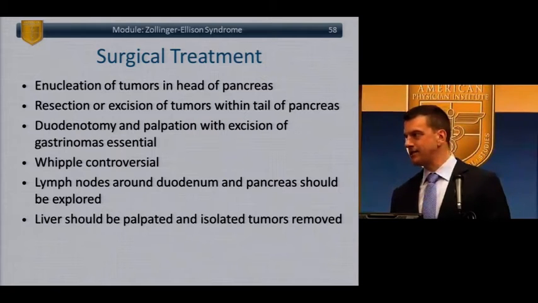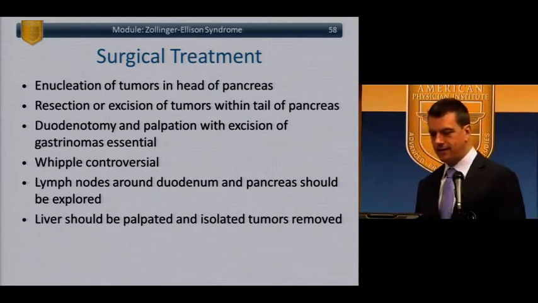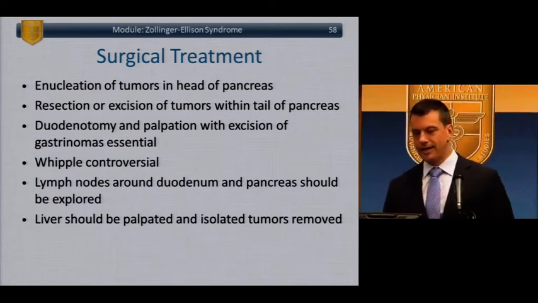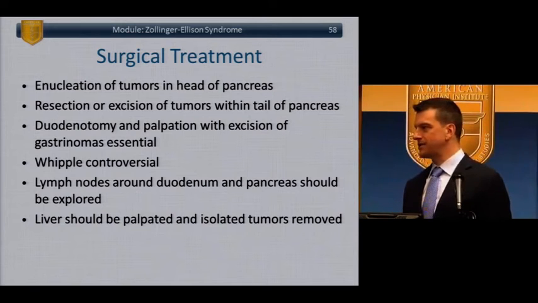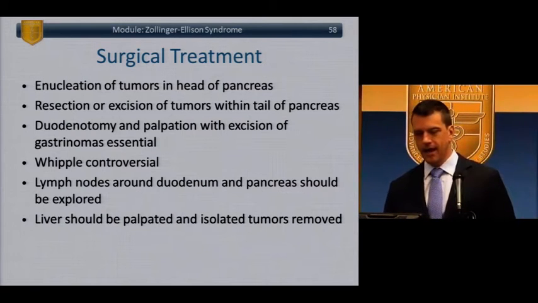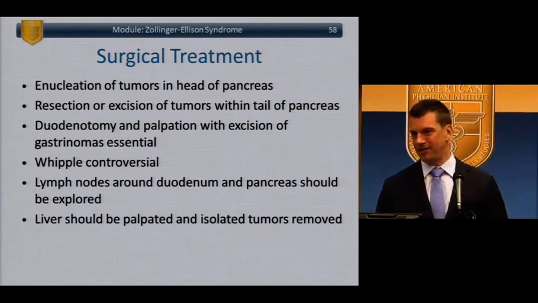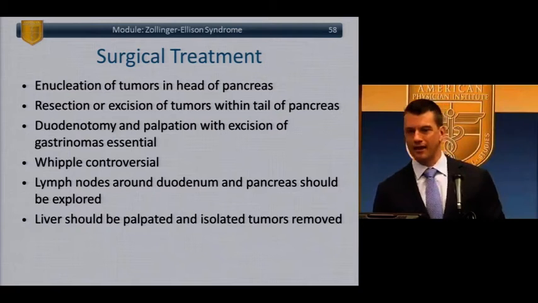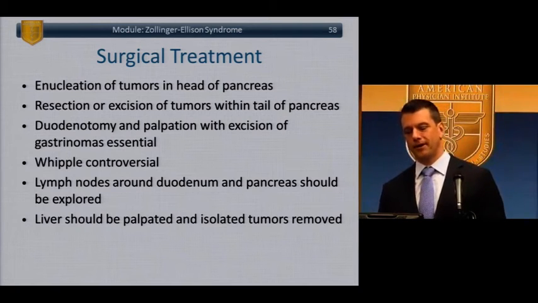In the head of the pancreas, simple enucleation is adequate, both there and in the tail of the pancreas. Duodenectomy palpation, if you see some gastrinomas, those can be excised there. Whipple's very controversial in this. Again, these tumors are recurrent. They occur in just about everyone. So this is a big operation to undertake for what is unlikely to be a permanent cure.